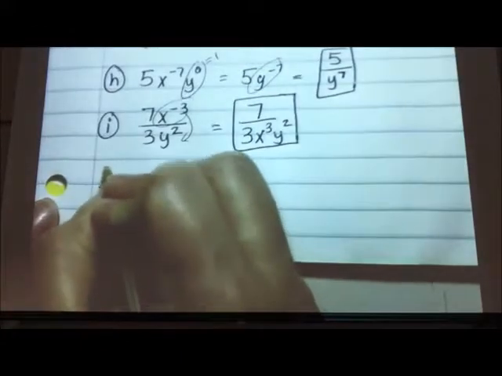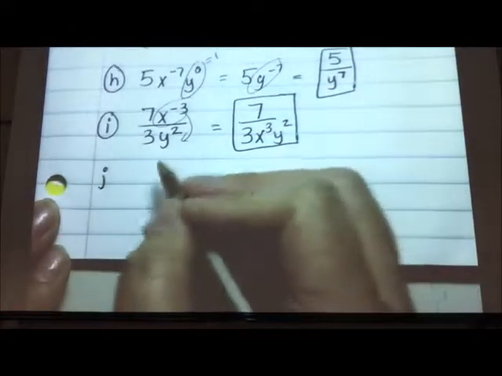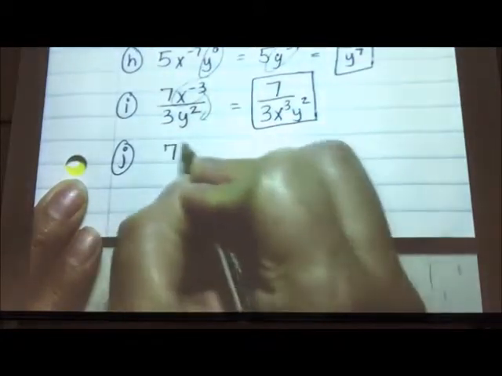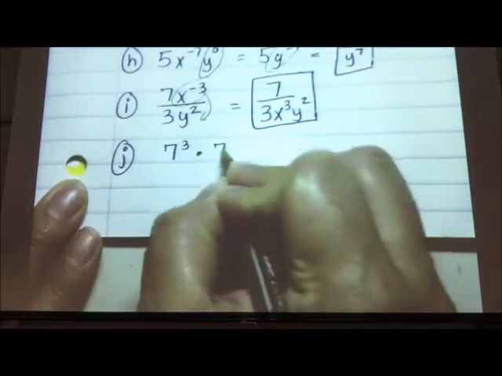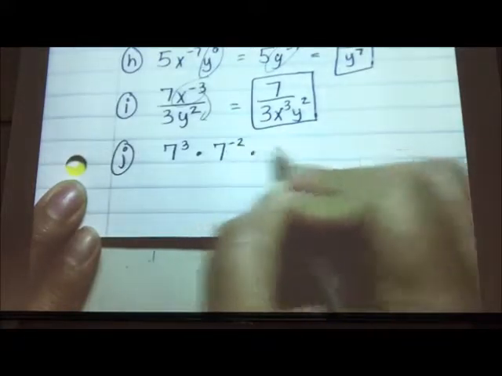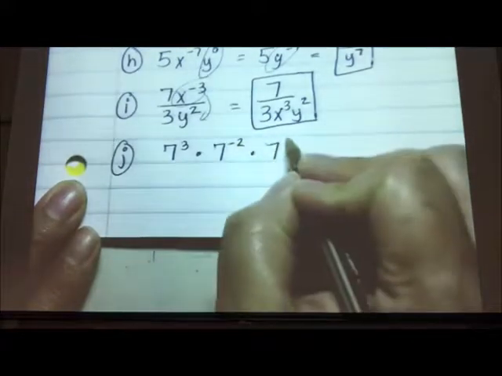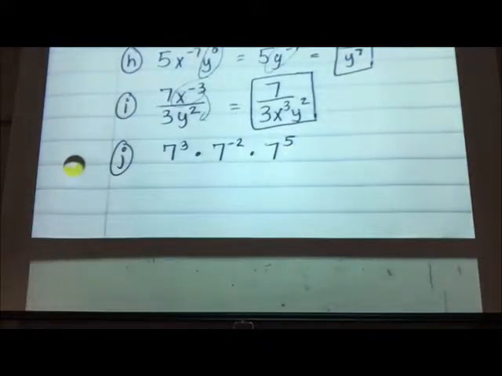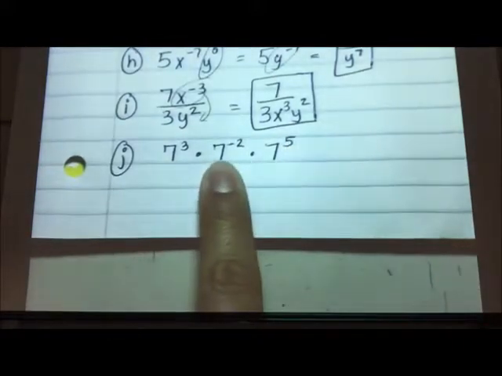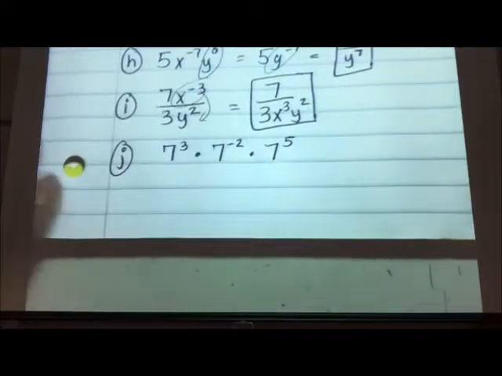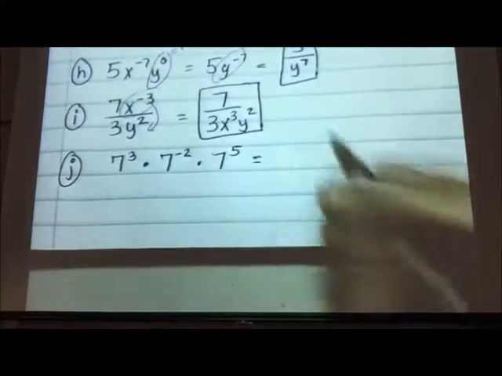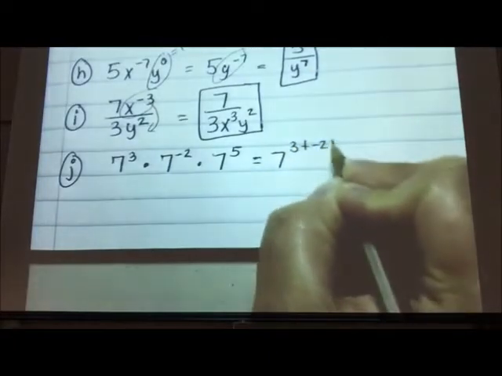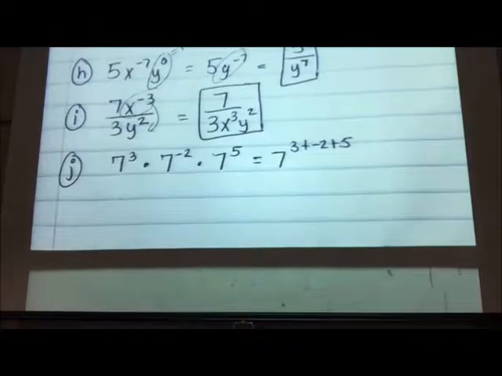Now, what happens when your bases are all the same? Let's say I had 7 to the third times 7 to the negative second times 7 to the fifth. Now, are all my bases the same? Base 7, base 7, base 7? Yes. So you add your exponents. So these problems look different, but it's the same rules. 3 plus a negative 2, plus a 5.